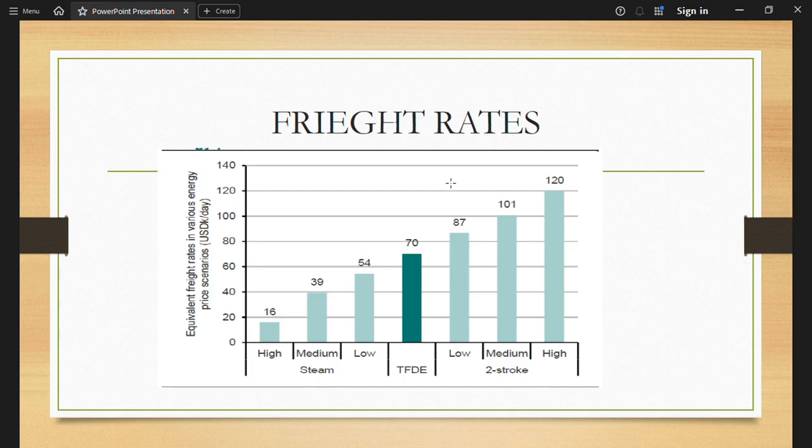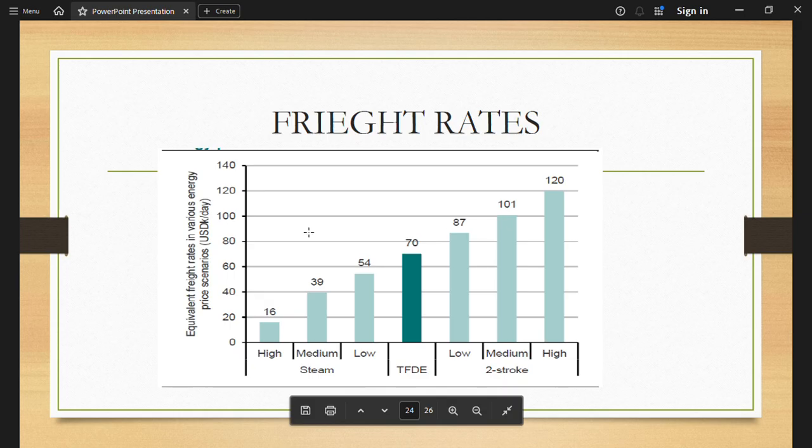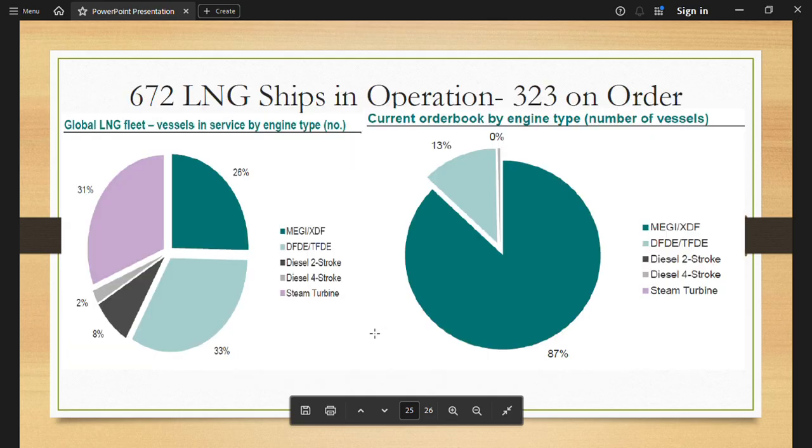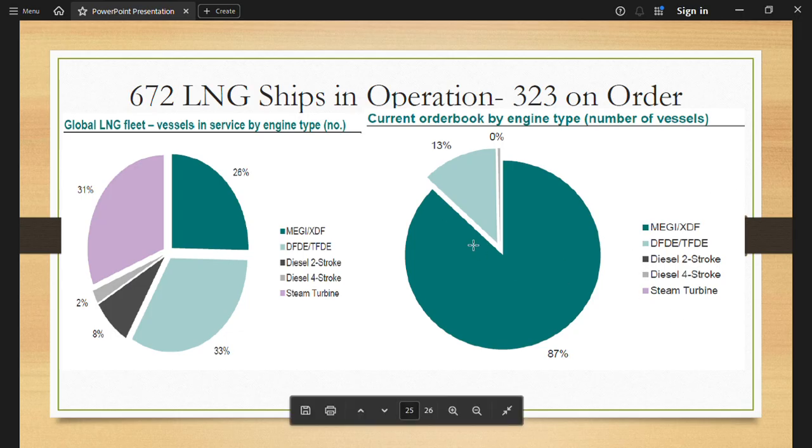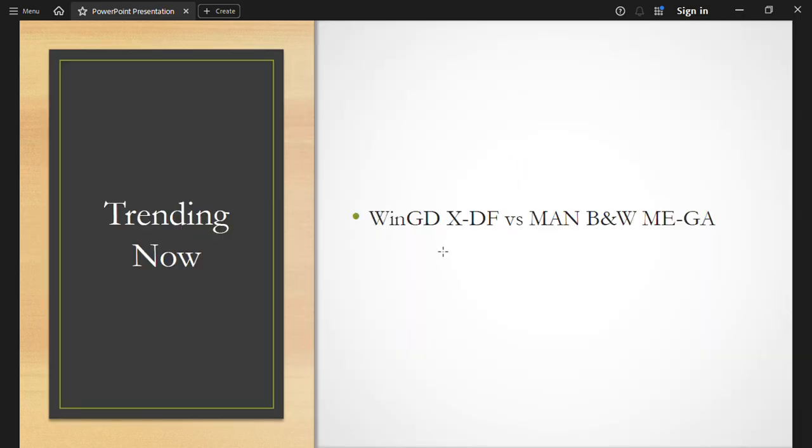Freight rates, you see high, medium steam, low, DFDE low, medium, 2 stroke, high. Okay, so equivalent rates in various energy prices scenarios. Okay, so these are there. 672 LNG ships in operation, 323 on order. Global LNG fleet vessel in service by engine type number, you can see all this diagram, which is self-explanatory. I am not going to go in depth of this. Okay, so this is what is all together.